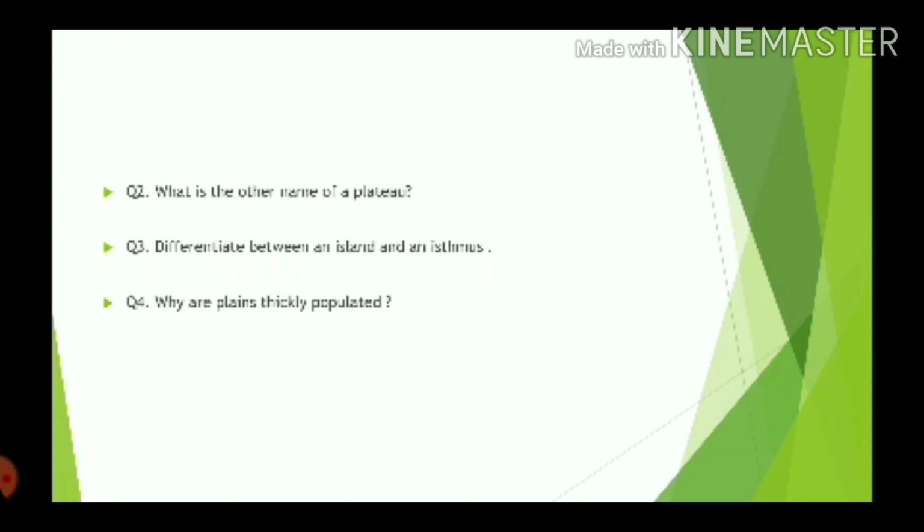Next question. Why are plains thickly populated? As we discussed before, the plains are more populated because they have fertile land and this land is ideal for farming. It is easy to build roads and buildings in these regions because they have flat lands. So this is the reason why they are thickly populated.